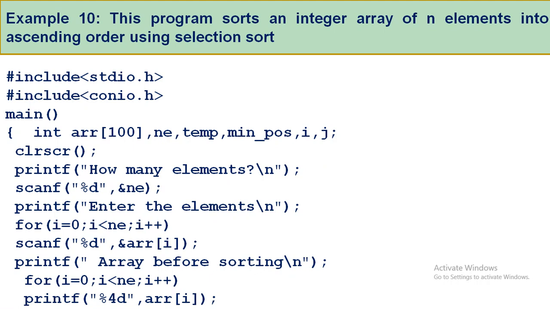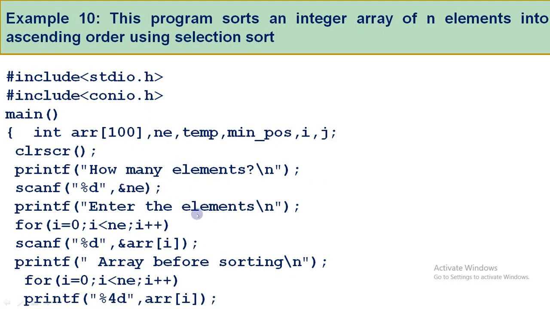In the first iteration, if there are n elements, the inner for loop should find out the real minimum valued element from among n minus one elements. In the second iteration, the inner for loop should find the minimum among n minus two elements.